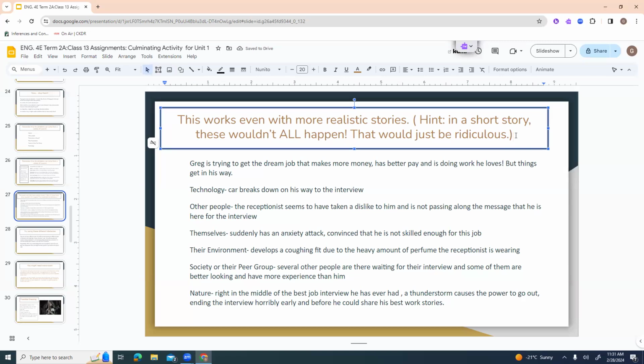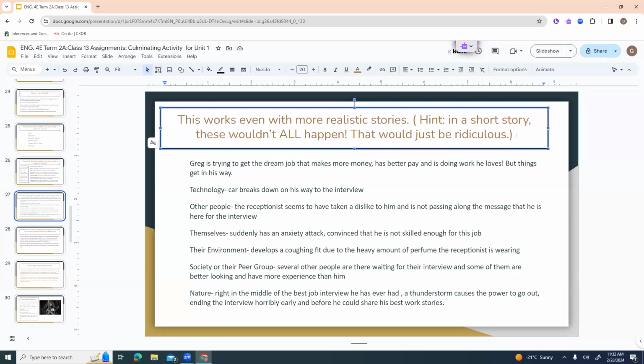So here I'm going to do a more realistic premise. Greg is trying to get the dream job that makes more money, has better pay, and is doing work he loves. But things keep getting in his way. Technology. Maybe his car breaks down on his way to the interview. Other people. Maybe the receptionist seems to have taken a dislike to him and she's not passing along the message that he's here for the interview. Or maybe she's saying mean things to him and suddenly his courage and his confidence are going down.